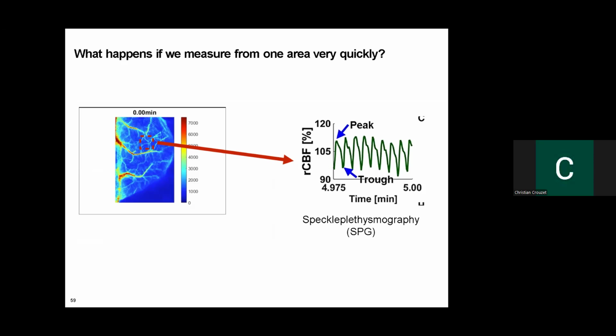But now if we were to just look in one area, using effectively every single frame and converting that to a speckle contrast image, we all have our hearts going, all of us, right? So we can start resolving the pulsatile component, which is related to each heart contraction. Here we're able to resolve the blood flow changing with each contraction of the heart. We call that, it's a mouthful, speckle plethysmography, or SPG for short.